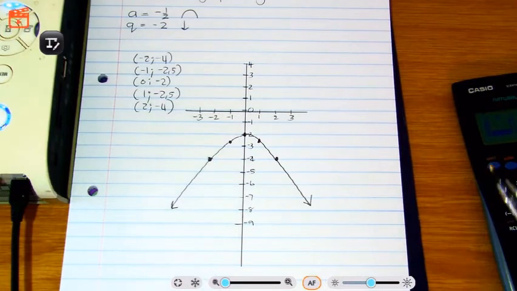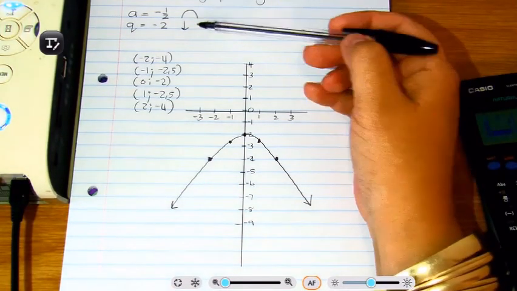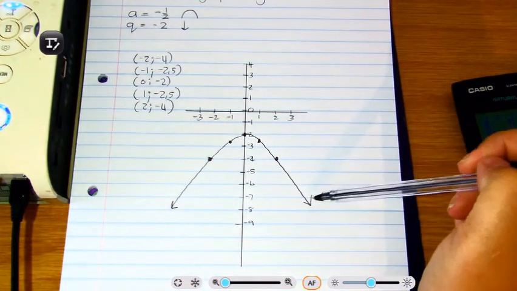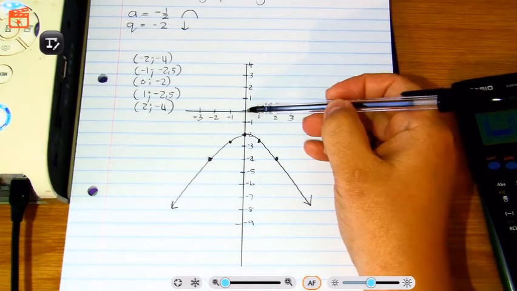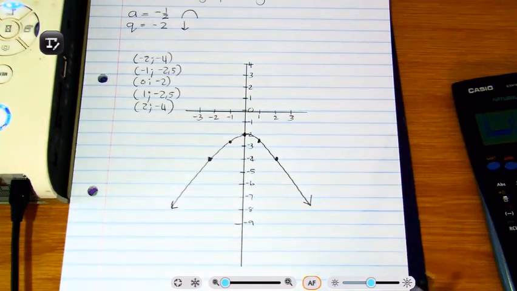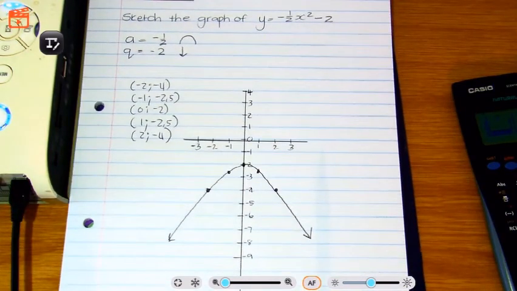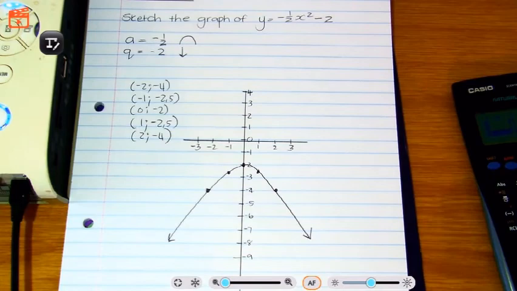So the first thing you should see is that it is a sad parabola, it's a negative parabola, and the second thing is the y-intercept is -2, so it has shifted down 2 places, and you can see it is not as steep as the previous one because of our a value.